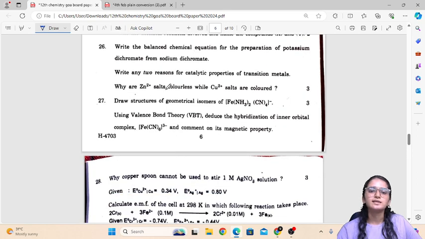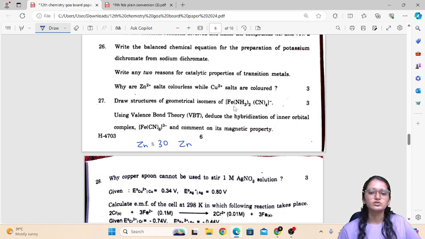Next is why zinc 2 plus salts are colorless while copper 2 plus salts are colored. Now this is based on their configuration. So if you look at zinc, zinc has atomic number 30. Zinc 2 plus means 2 electrons we have to lose.